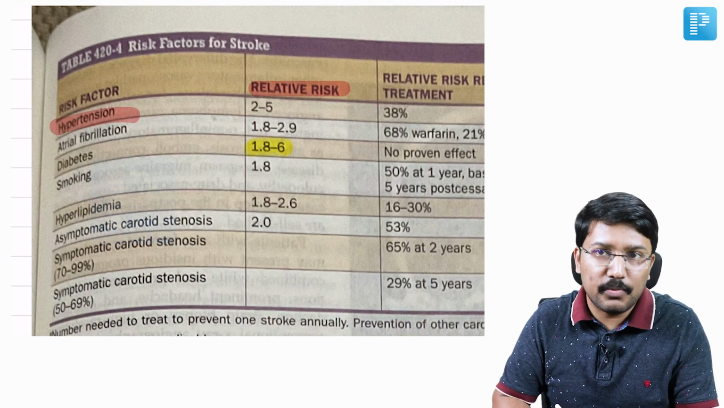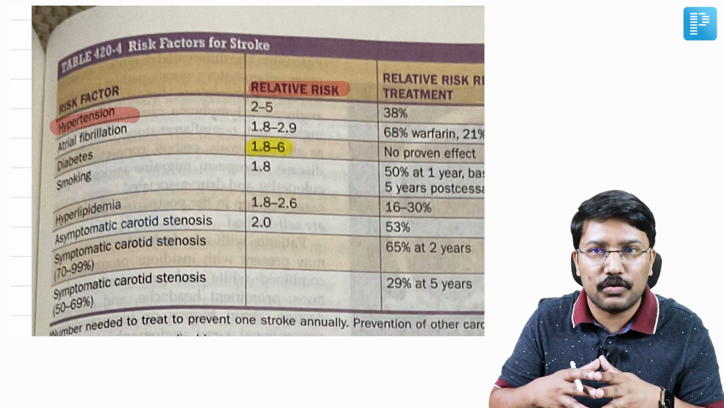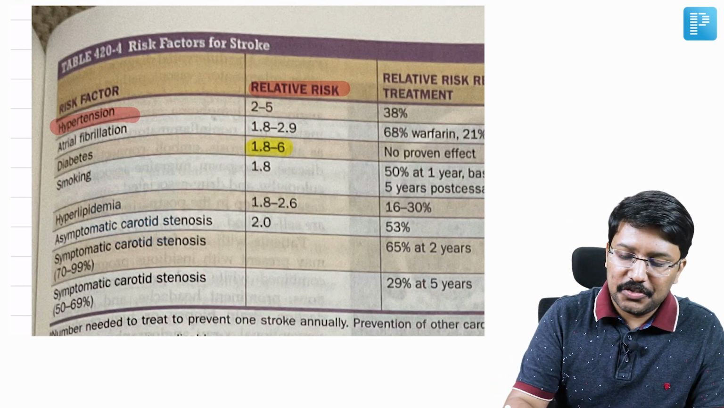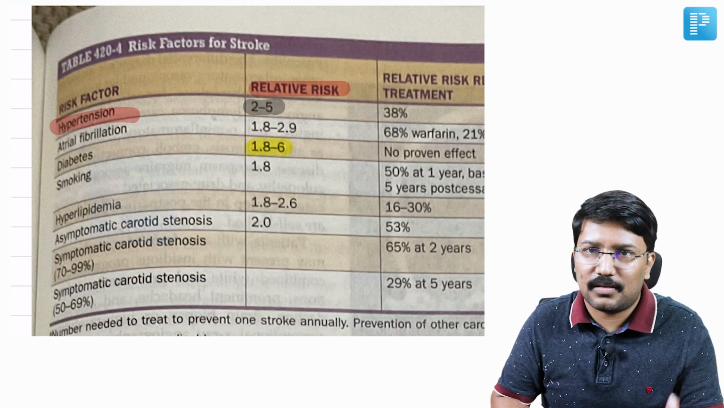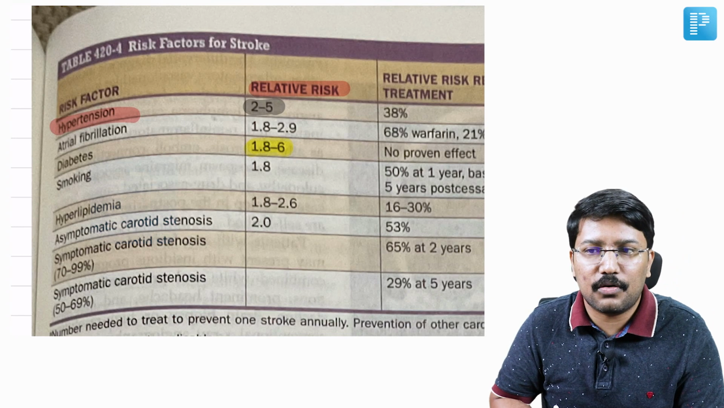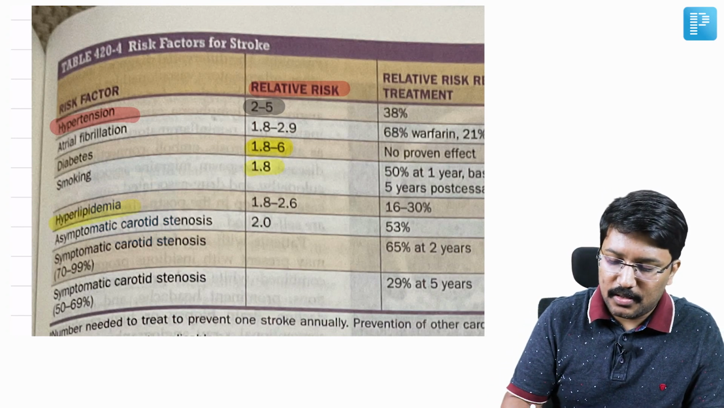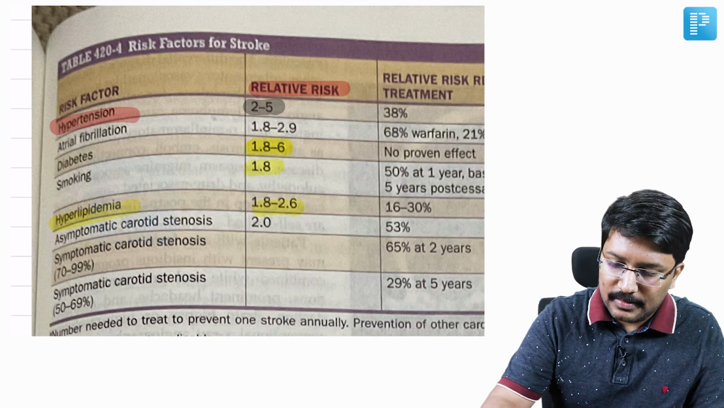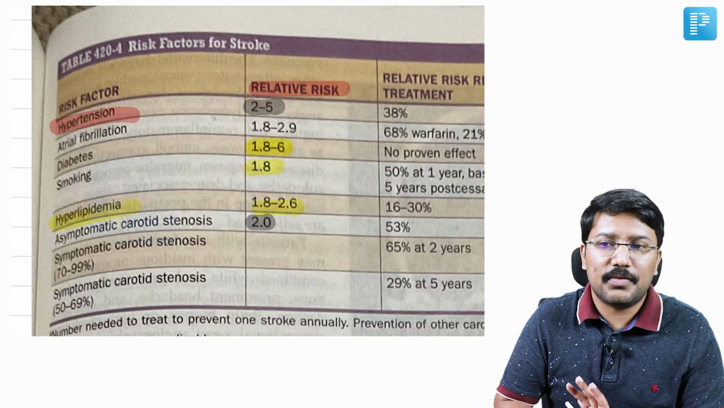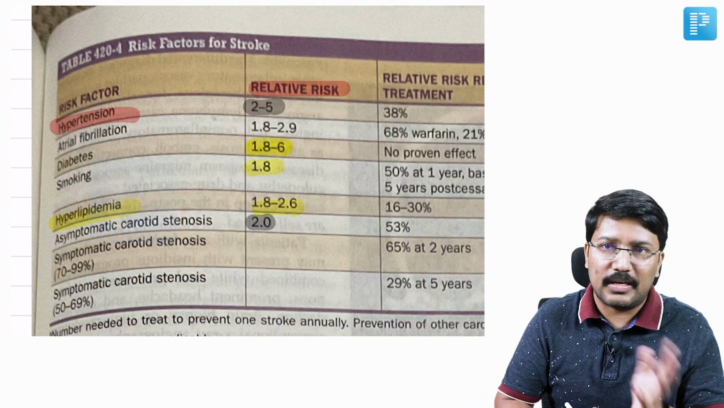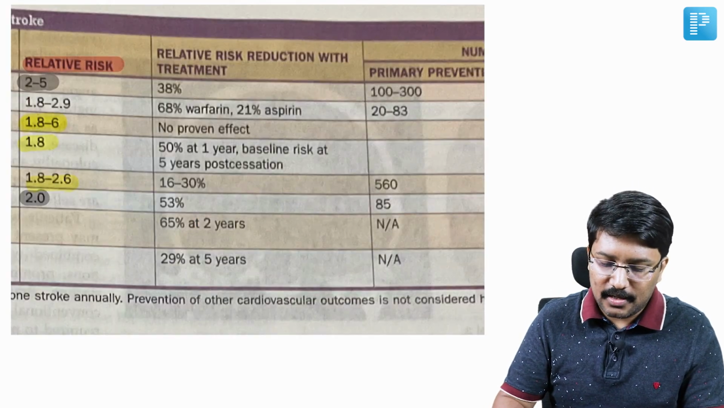So an MCQ can be framed: which of the following risk factors confers the highest relative risk for stroke, right? Hypertension is the most common risk factor, but diabetes probably is the more potent risk factor, right? That is the conclusion we can draw from here. Then we know about smoking already. Hyperlipidemia, well, that is also a known risk factor. Then asymptomatic carotid stenosis, right? The relative risk is only 2.0, not 20%. The question was actually talking about 20%, right? Okay, that is one area to focus.